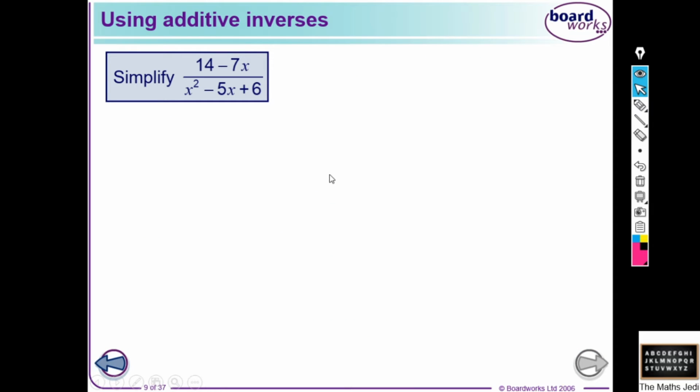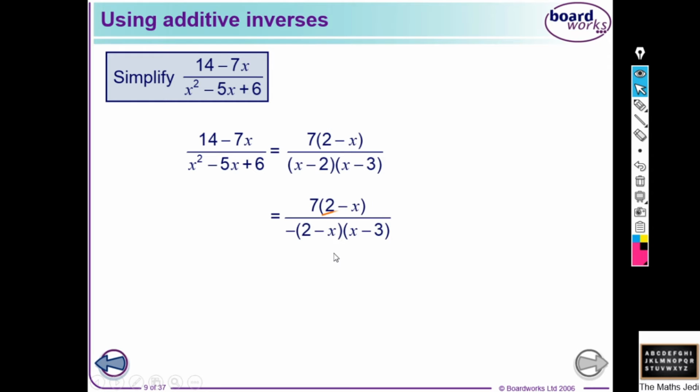Here again, another example of additive inverses. So you can see them factorising on the top and on the bottom, and you can see that these two linear factors are additive inverses of each other, so they'll use an additive inverse to cancel those things through. Again, a nice simplified form of the algebraic fraction at the end.